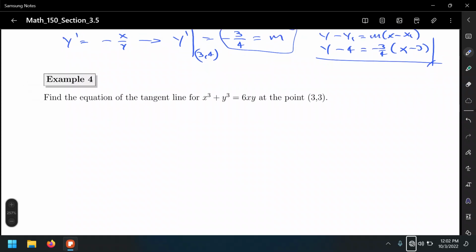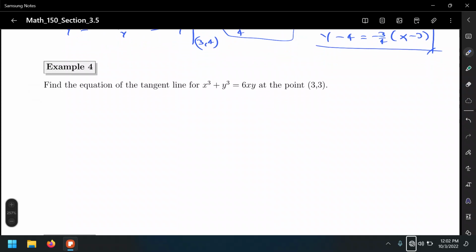Find the equation of the tangent line for x cubed plus y cubed equals 6xy at the point (3, 3). And of course, you might want to verify that that point is on the graph of that equation.